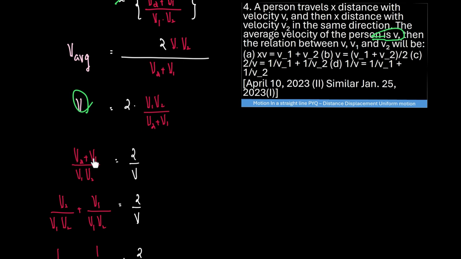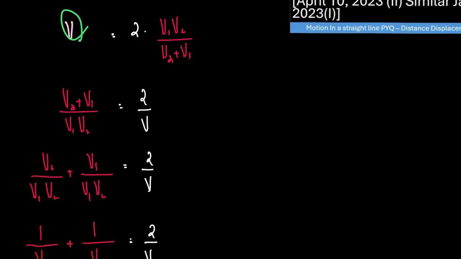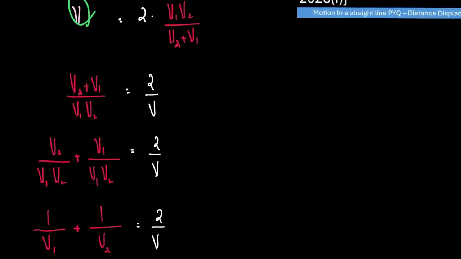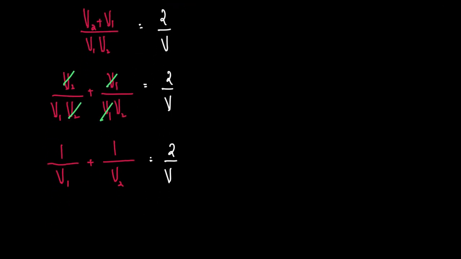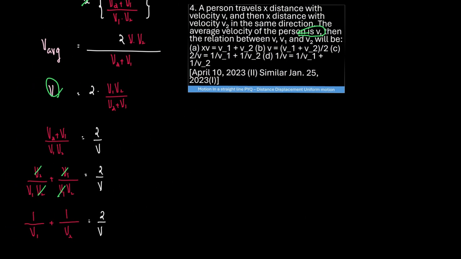Okay. And then I can split this fraction. This becomes V2 by V1 V2 plus V1 by V1 V2 is equal to 2 by V. And now V2 by V2 is 1, V1 by V1 is 1. So all we are left with is 1 by V1 plus 1 by V2 is equal to 2 by V, which gives us the correct answer. 2 by V is equal to 1 by V1 plus 1 by V2, option C.